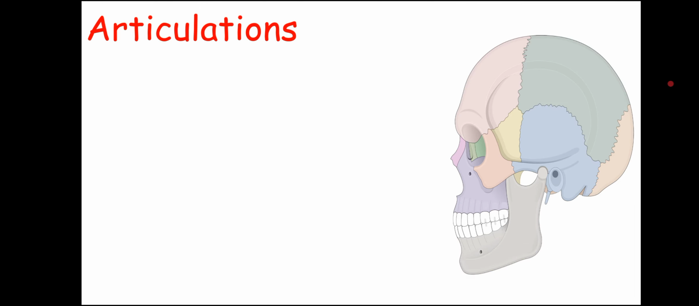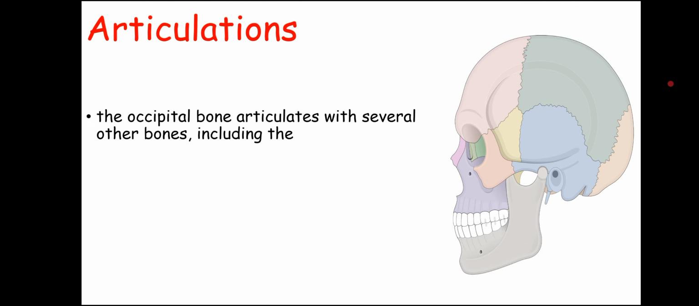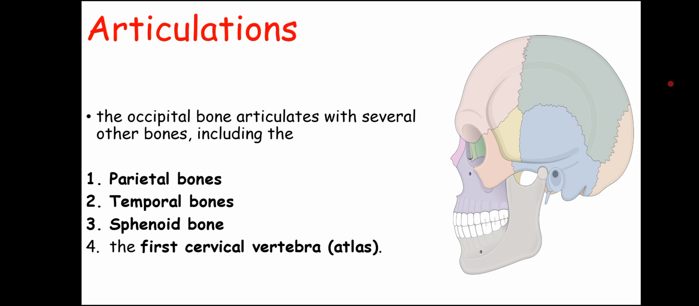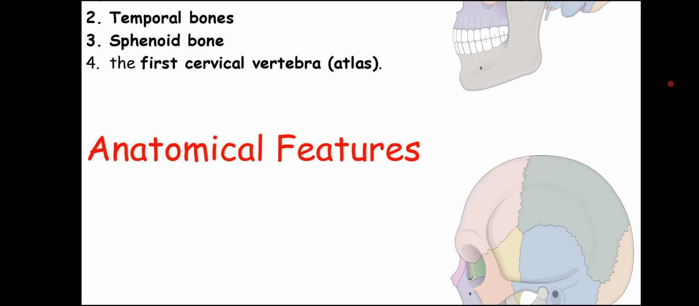Now let's talk about articulation of occipital bone. Occipital bone articulates with several other bones including the parietal bone, temporal bone, sphenoid bone, and the first cervical vertebra, that is also called as atlas vertebra. So these are the four main articulations of the occipital bone.